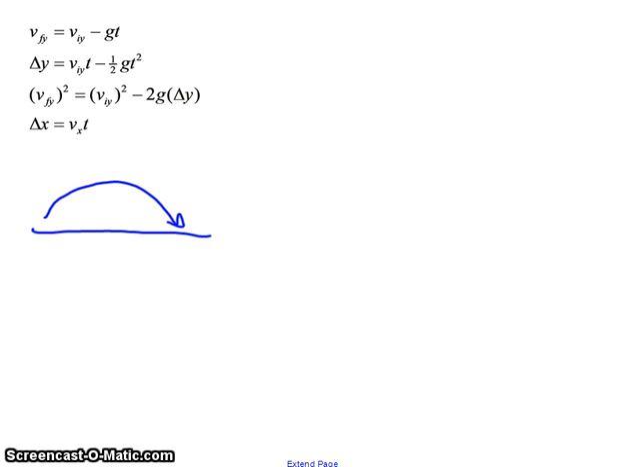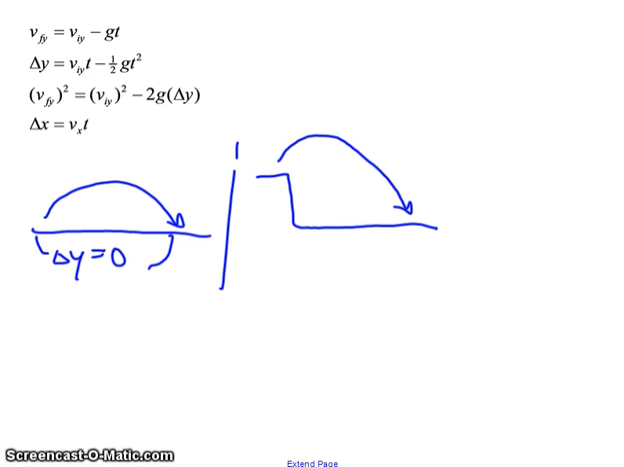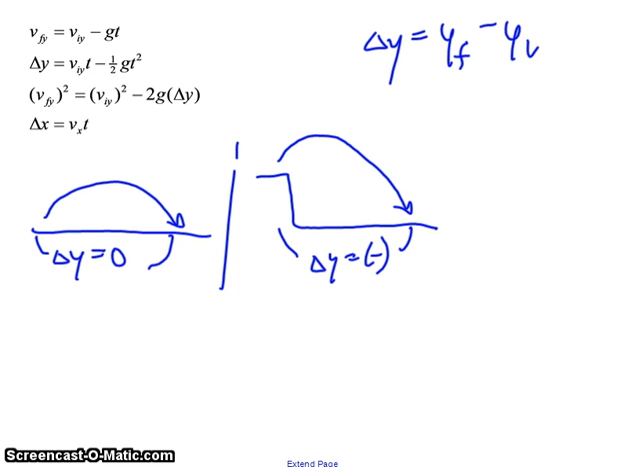You have an object that lands at the same level. In this case, we don't know what the maximum height is, although we could calculate it, but we do know that delta y equals 0 from the beginning to the end. Delta y is 0. That's one type. Another type is where you start high up and you go to a lower level. So in this case, the change in y from beginning to end is going to be negative. It's just dropping down. Remember, delta y equals y final minus y initial. So if the final is less than the initial, you have a negative value.